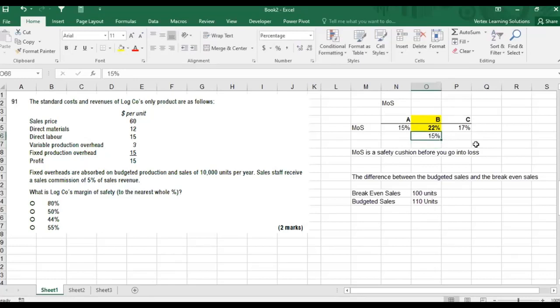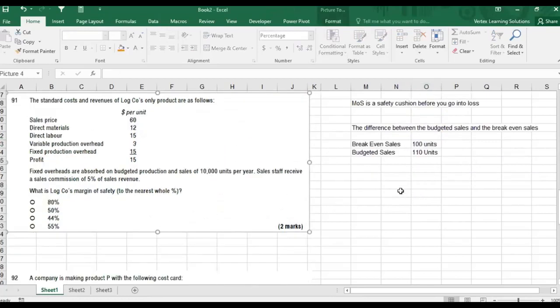So the higher the margin of safety, the better it is. Margin of safety is that extra quantity which you put over and above your break-even sales. So this is the idea or concept behind margin of safety.